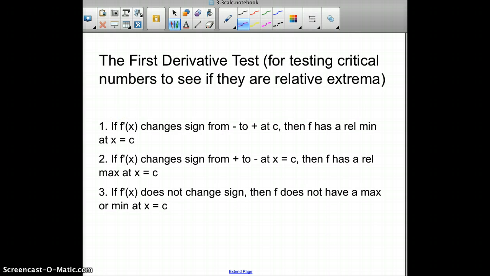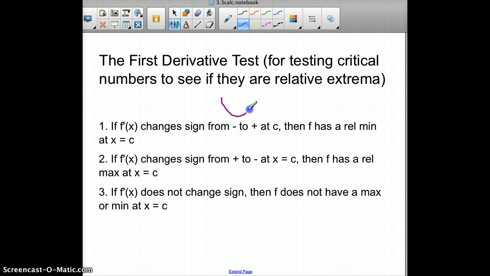So then we can test the values of those critical numbers, all those places where the derivative equals 0 or where the derivative is undefined. We can test the derivatives on the sides of those points to figure out if the graph was increasing or decreasing, and that will tell us if that point is a maximum or a minimum. It's called the first derivative test. So if the sign of the derivative changes from negative to positive, think about what that means. If the derivative's negative, your graph is decreasing.